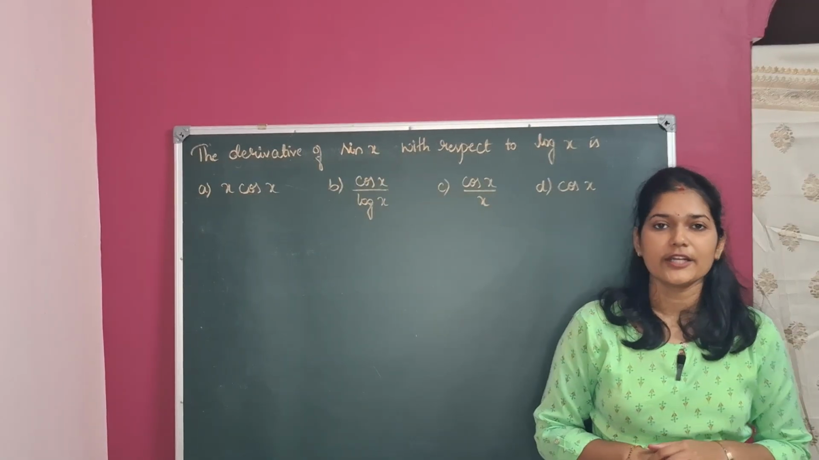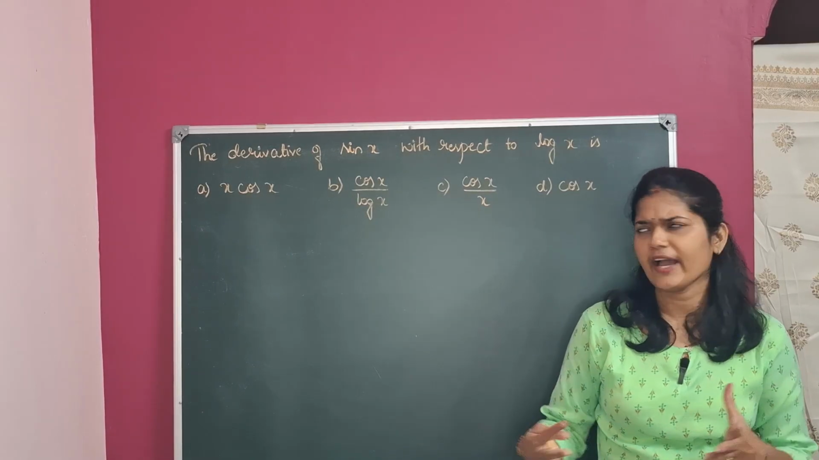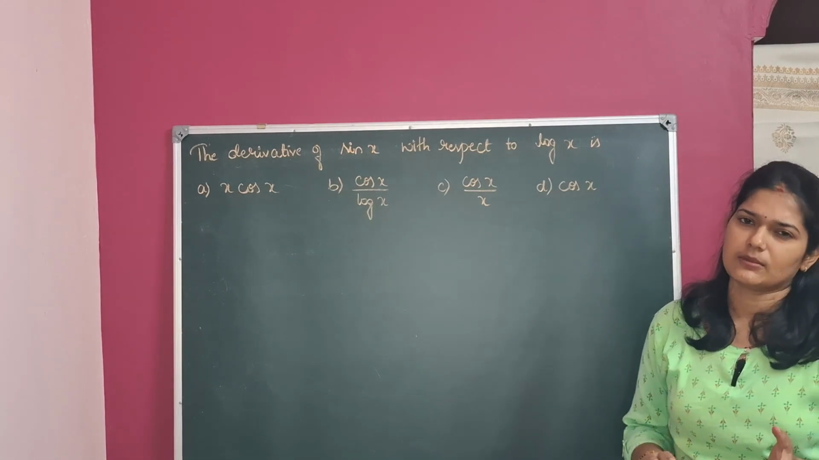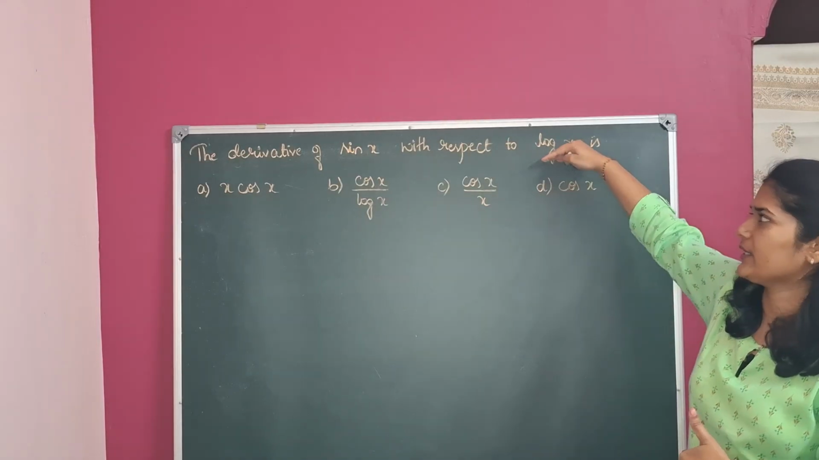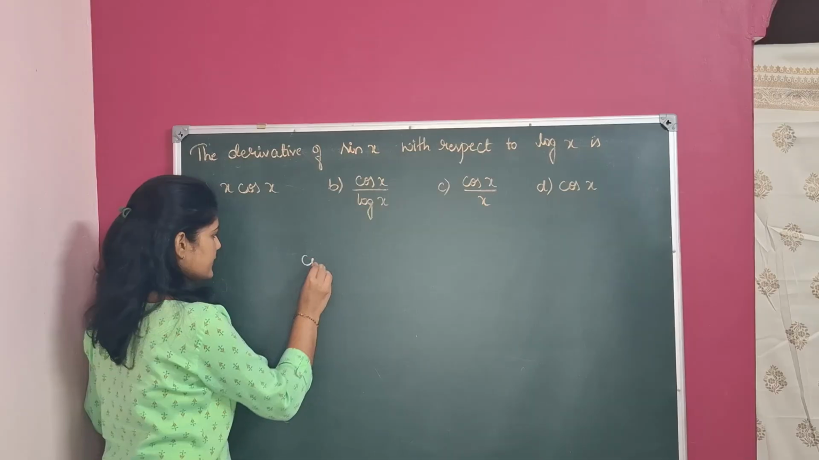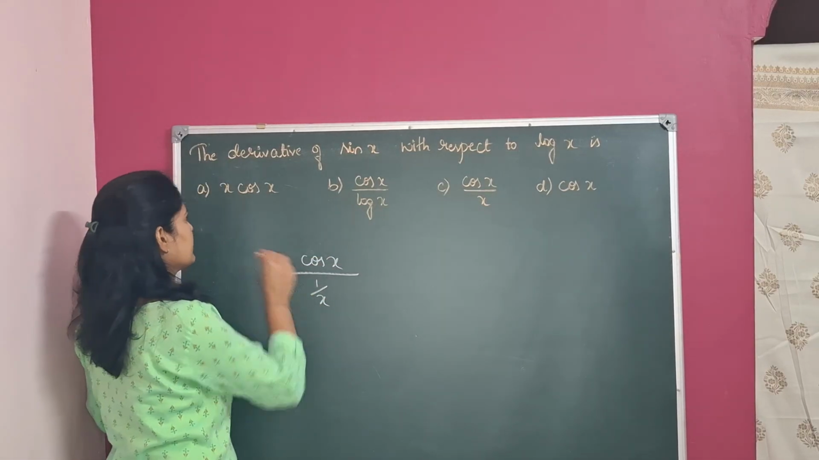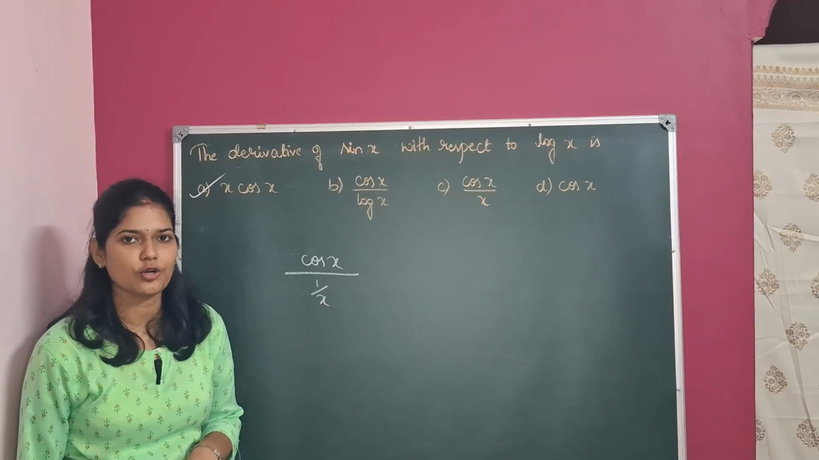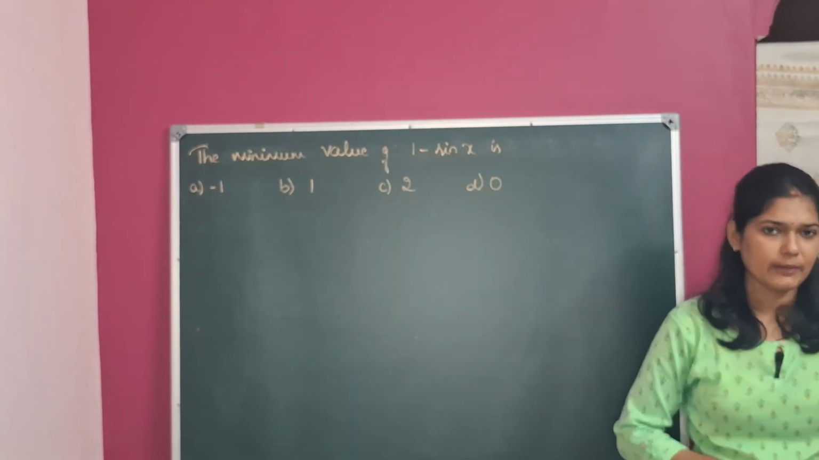Again, this is a problem related to parametric differentiation. Instead of giving x and y, they have given the derivative of sin x with respect to log x. Similar to the previous problem, we have to differentiate sin x divided by the differentiation of log x. So, we know that the derivative of sin x is cos x divided by the derivative of log x, which is 1 by x. Therefore, the answer is, if we take it to the numerator, x into cos x. That is option A.